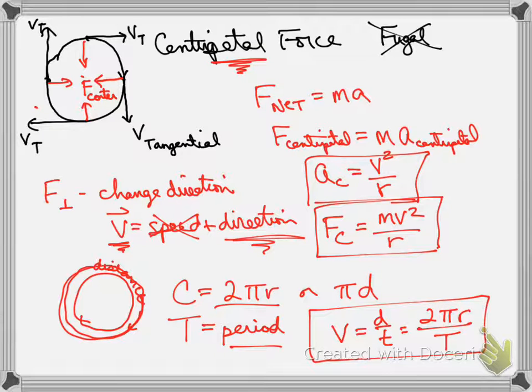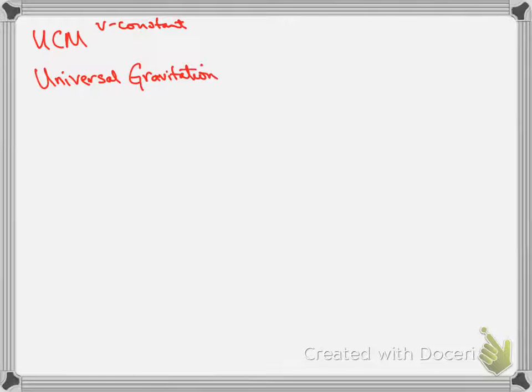Okay, so those are our three formulas for centripetal force and centripetal motion. Okay, the next topic that goes along with circular motion, and sometimes I write it as UCM, which means uniform circular motion. That just means when v is constant, which is kind of a necessity for what we're doing. The other thing that we do at the same time is universal gravitation. And the reason why we put these two together is because gravity oftentimes is the centripetal force.